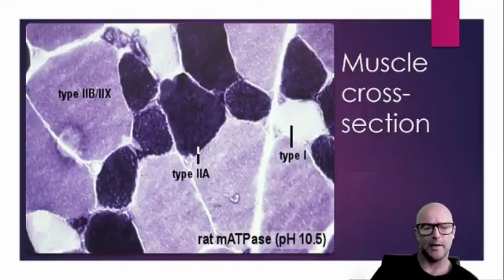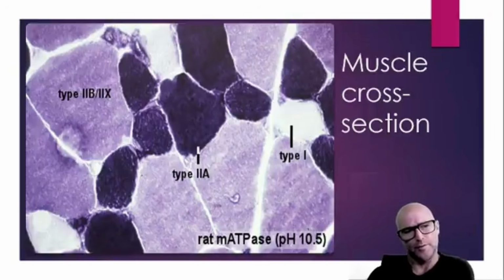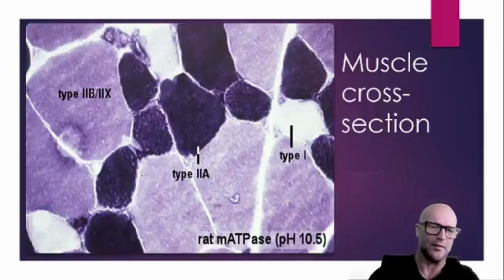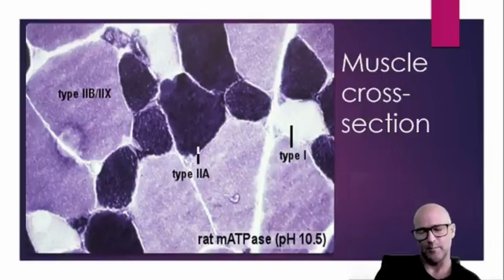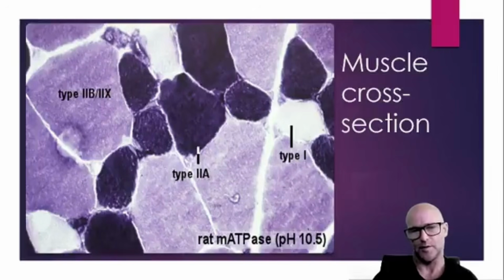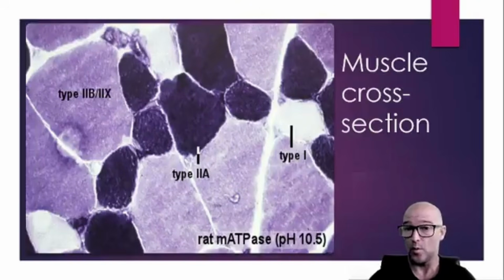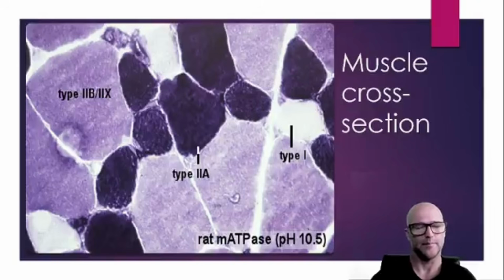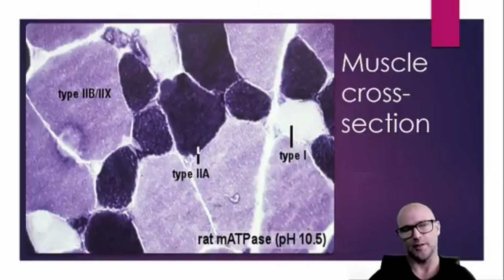Let's have a look at a cross-sectional slide through some muscle. This is rat muscle, but it doesn't matter. It's very similar to human muscle fiber makeups. What they've done here is they have stained different muscle fibers within this cross-sectional muscle area. They've stained them for glycogen, basically. So the more glycogen that is involved there, the different colors that you get.